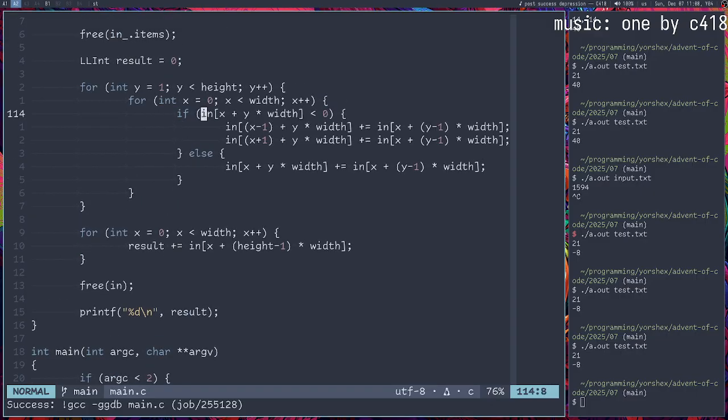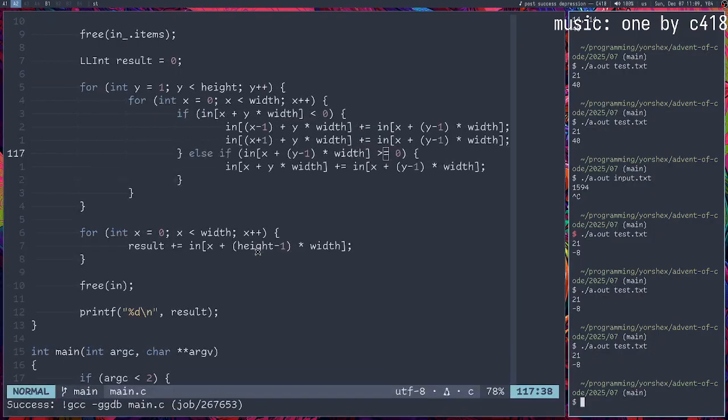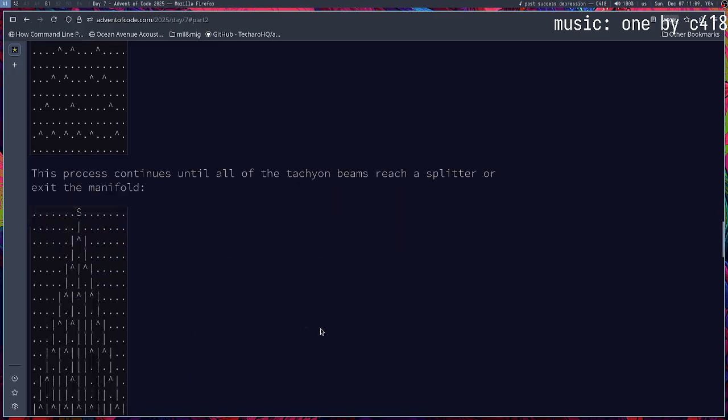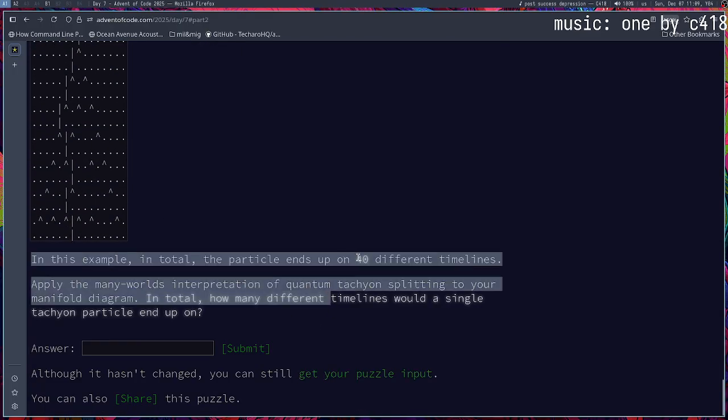Oh, wait. We shouldn't add the value above if it's less than 1. If it's less than 0. Is more than or equal to 0, the value above. So we get 40 on the test input, which is correct. See?